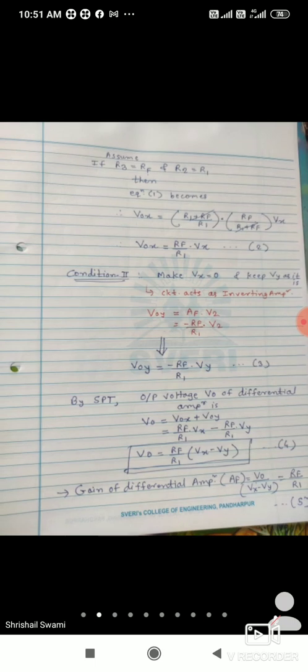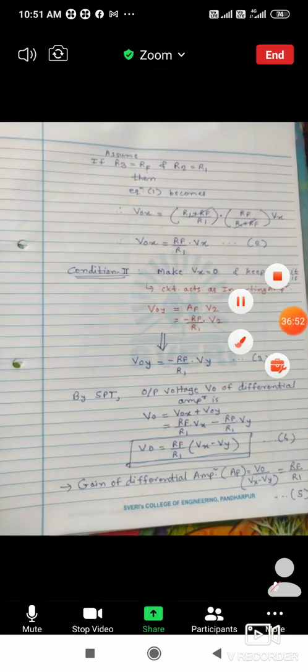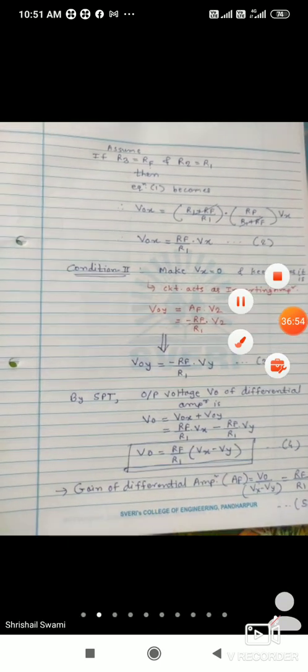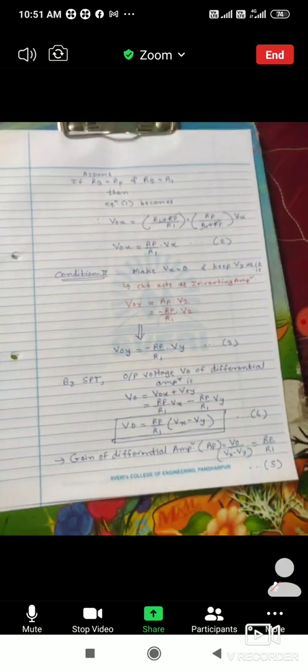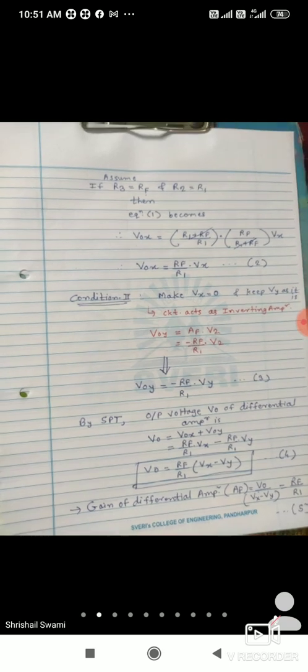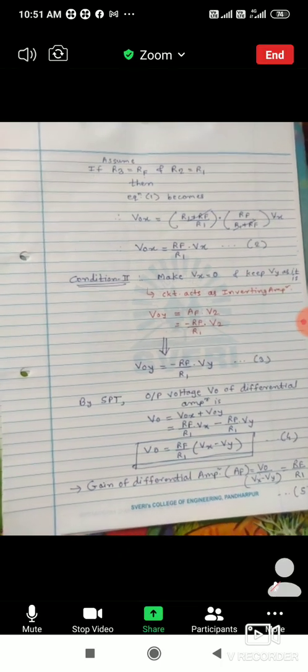So everyone understood now? All these derivations are given in the notes. You can once again go through them so that you can understand all the concepts and derivations. Okay, the next point will be the voltage follower circuit or unity gain circuit. That is a very important application, so that we can understand. I will share the PDF.